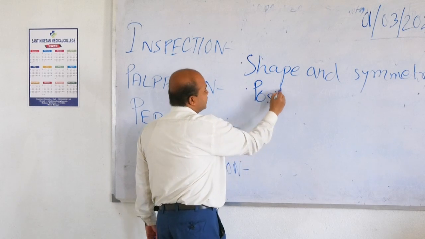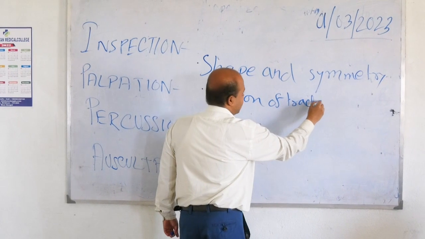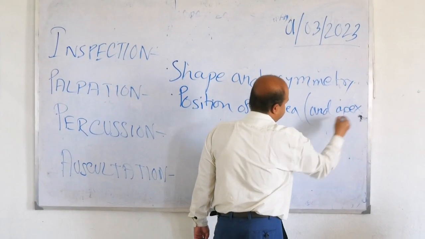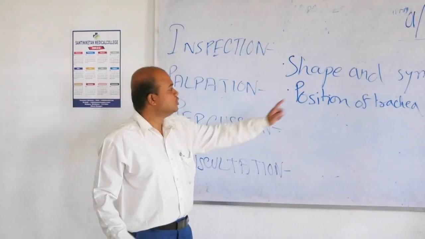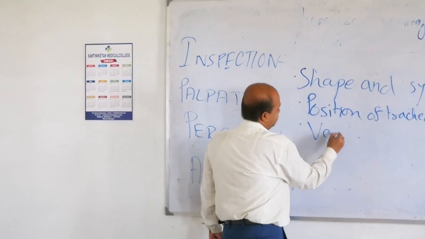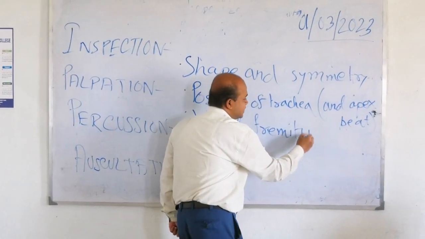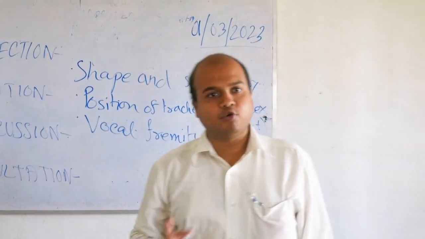Again, position of the trachea as well as apex beat. As before, apex beat we will do maybe as a separate class with the cardiovascular system. And one thing which is not possible by inspection, this has to be done by palpation: vocal fremitus.